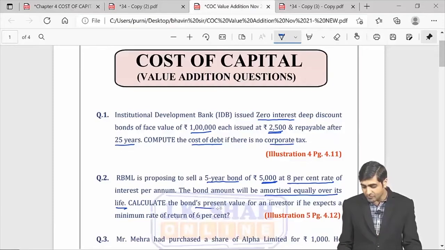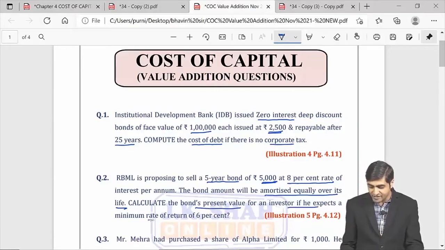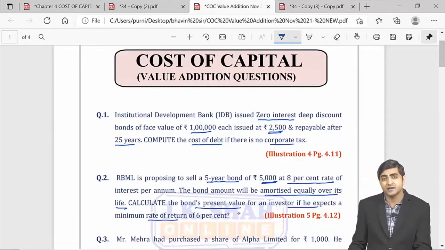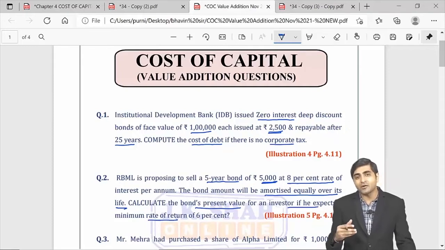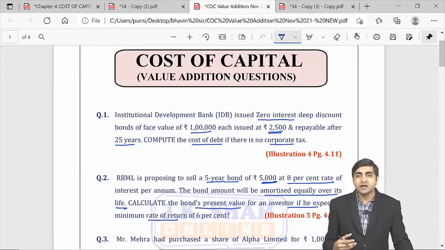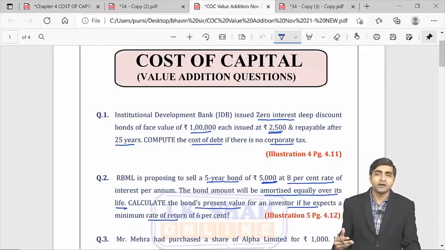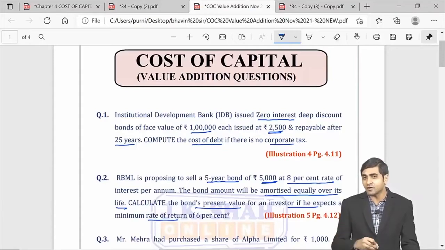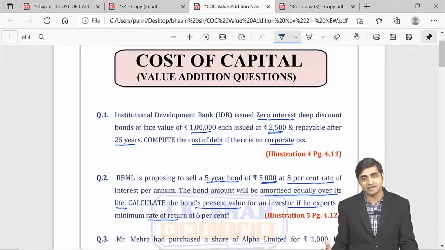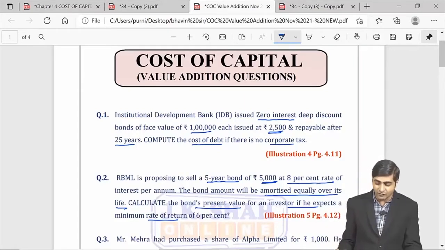You are required to calculate the bond's present value for an investor if he expects a minimum rate of return of 6%. So basically here we are required to calculate the value of the bond. Now see, how do you determine the value of the bond? We will just calculate whatever is going to be the future value of cash inflows which we are going to receive from the bond, and those future cash inflows we will discount at the investor's rate of return, which is nothing but 6%. We will be getting the present value of the bond.